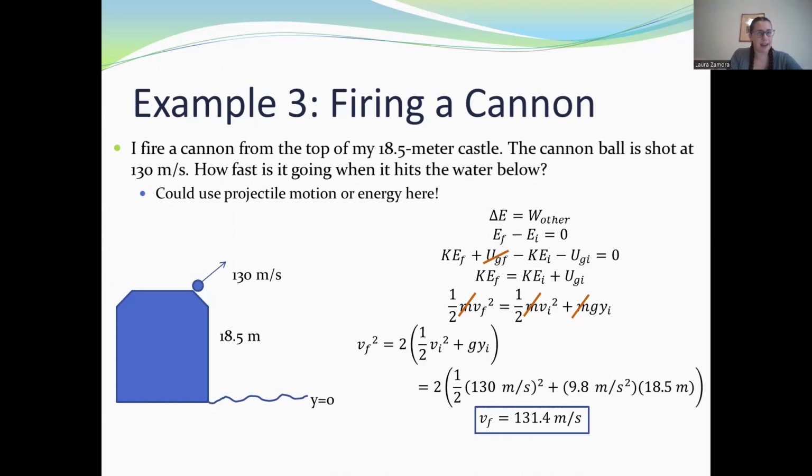If this is part A of a homework problem, for example, and part B asked you how long it took to reach the water, then we might start part A with this energy method and then do part B using projectile motion. So just look at what you're given, and figure out how you can get to what you want based on what you have.